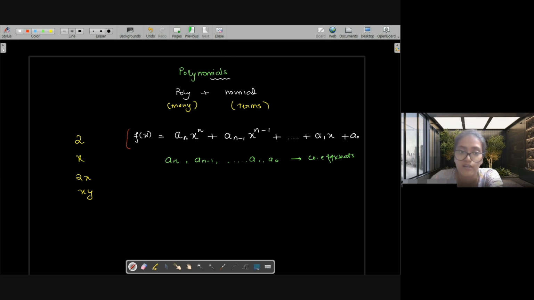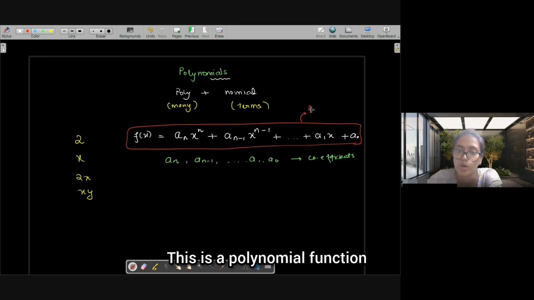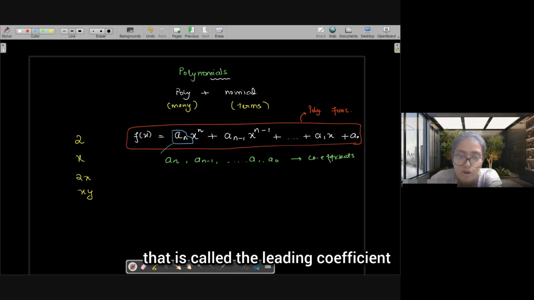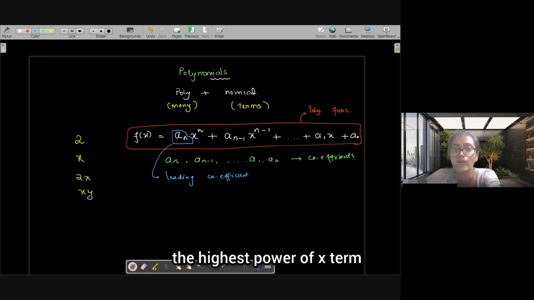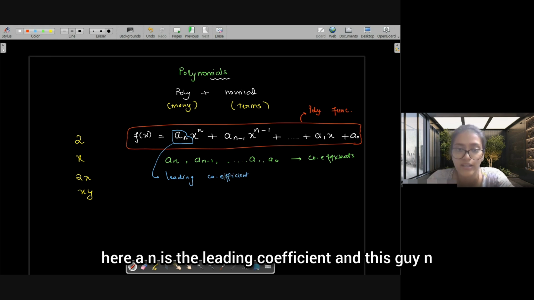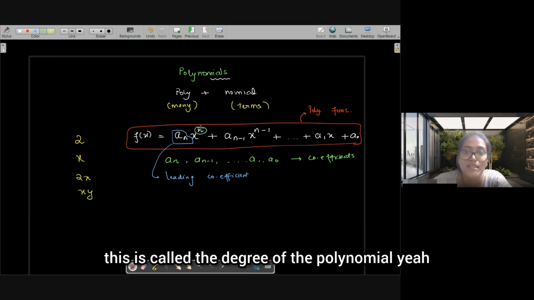Now this entire thing is what we will be dealing with in this chapter. This is a polynomial function. In this function, an is called the leading coefficient. It is the coefficient of the highest power of x term. Here, an is the leading coefficient, and n is called the degree of the polynomial.